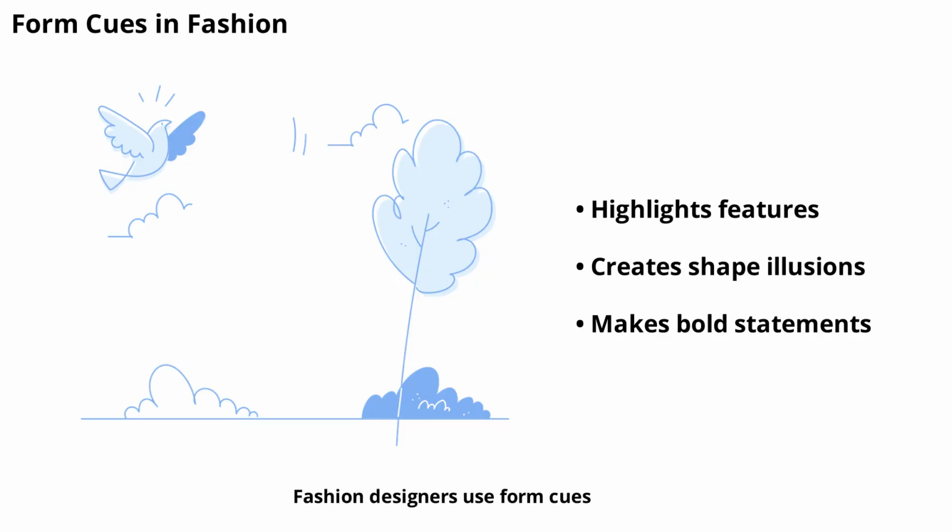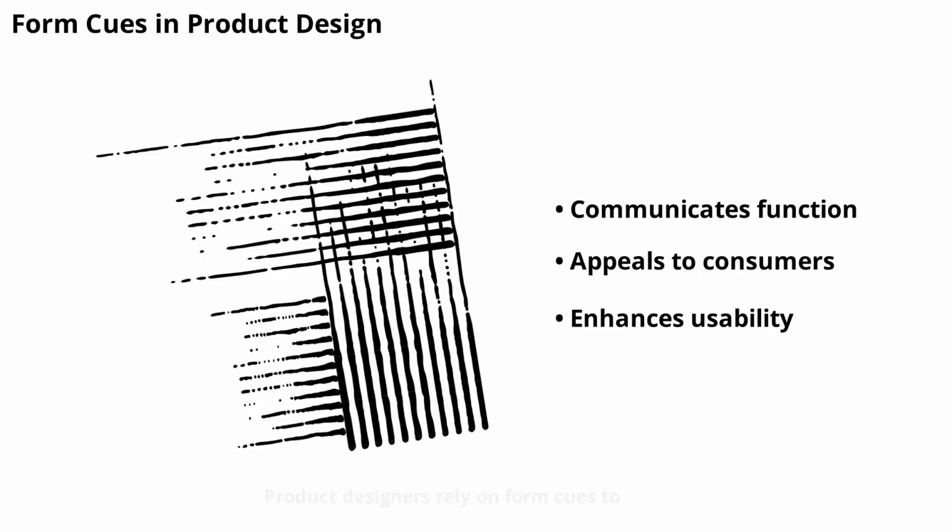Fashion designers use form cues to create visually interesting clothing. The cut, color, and texture of fabrics all contribute to how garments are perceived. By playing with form cues, designers can highlight certain features, create illusions of shape, or make bold statements through their designs.